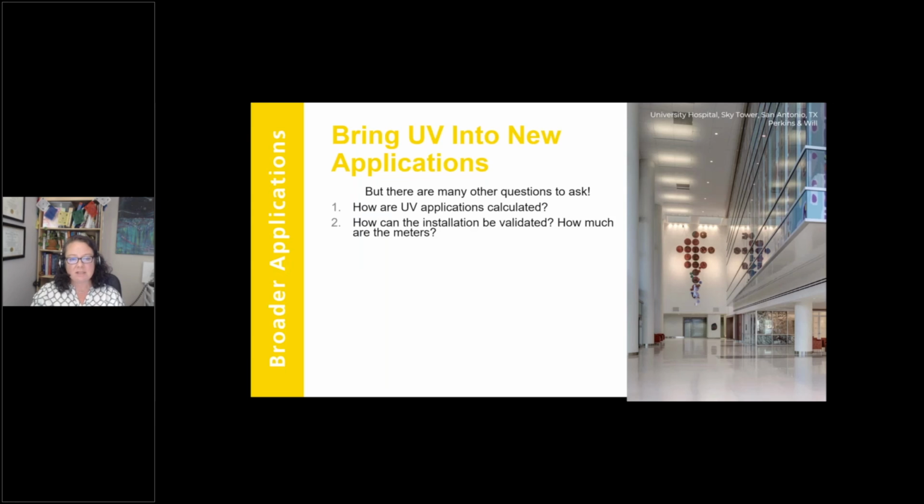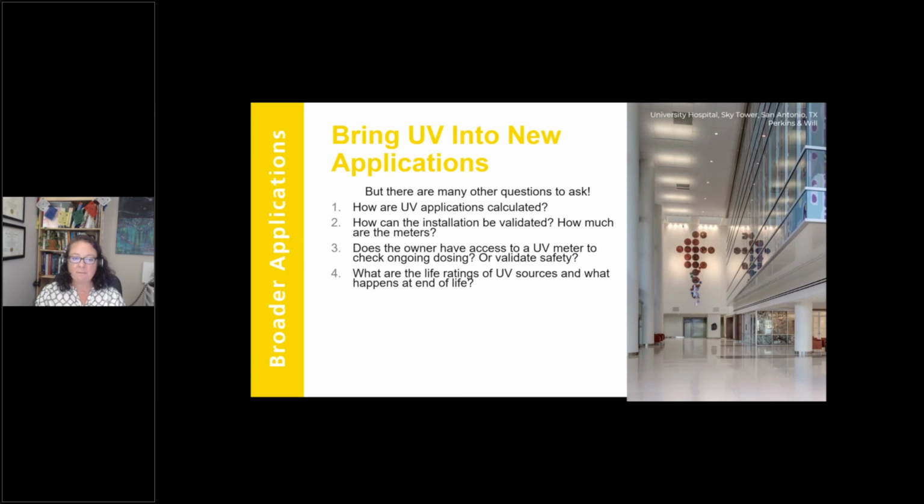Second, how can the installation be validated? I assume I'll need to buy a UV meter. Where are those available, and how much are they going to cost us to purchase and keep calibrated, since they need to be calibrated for specific wavelengths? Third, if the owner of a space is going to maintain the system, there are a lot of questions to ask. Do they have access to a UV meter to validate that the system is working since you can't see it? Or do they have the ability to make sure that the levels of UV that are provided are within the dosing limits?